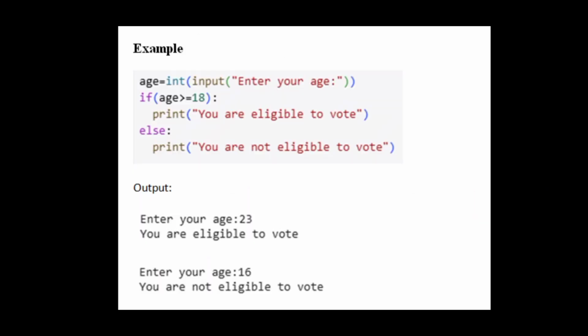Example: age = int(input("Enter your age")). If age greater than or equal to 18, print you are eligible to vote, else print you are not eligible to vote. Now enter your age. If we put 23, 23 greater than or equal to 18, so the first block, you are eligible to vote, will be displayed. If we put 16, then 16 greater than or equal to 18 is false, so the else block, you are not eligible to vote, will be displayed.